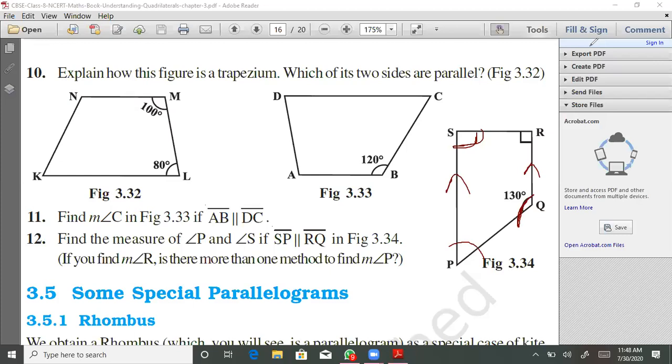So how to do this? What will be angle S? 90 degrees. As R is 90, so 180 minus 90, 90 degrees. This will be 50 degrees: 180 minus 130 is equal to 50 degrees. Right? This will be 90 degrees. This will be 50 degrees.